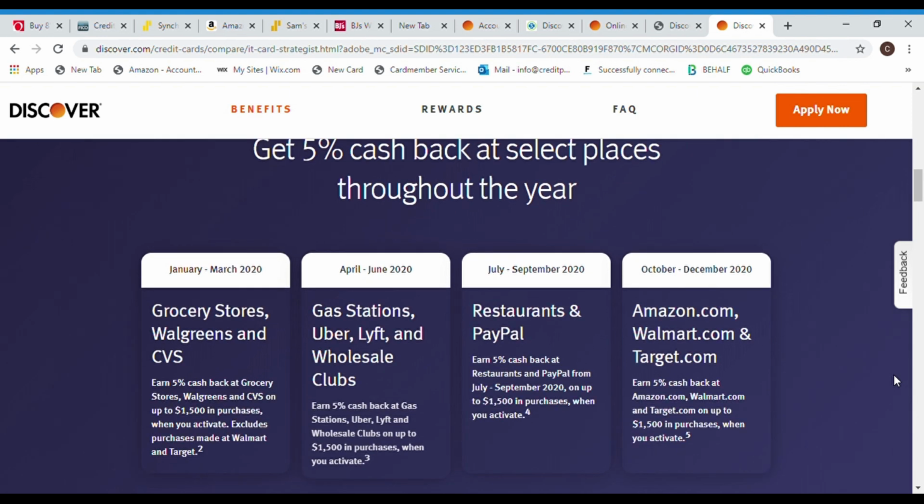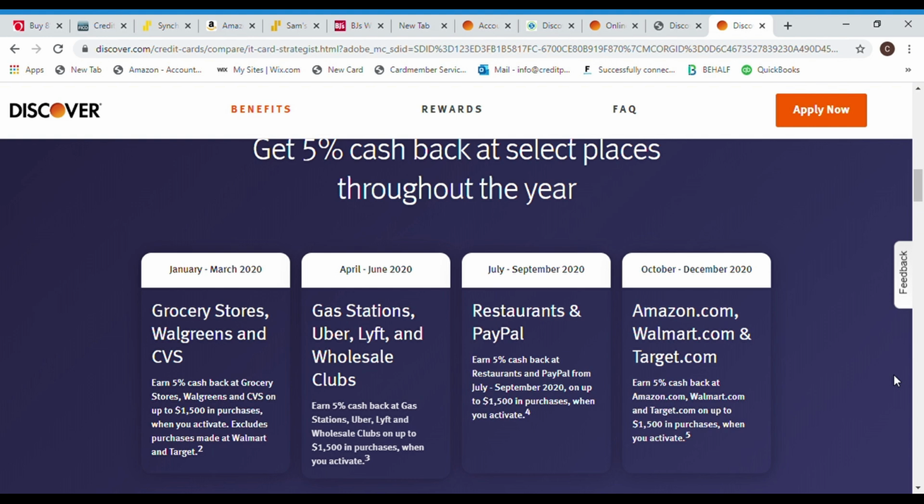These are the different rotating categories. You've got grocery stores and CVS from January through March. April through June, gas stations, Uber, Lyft, and wholesale clubs. July through September, restaurants and PayPal. And then October through December, you have Amazon, Walmart, and Target.